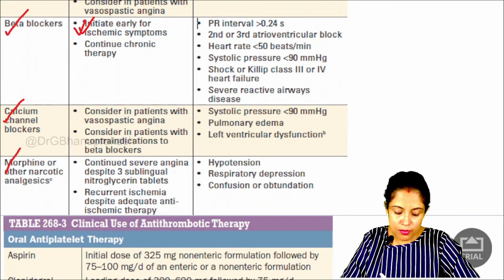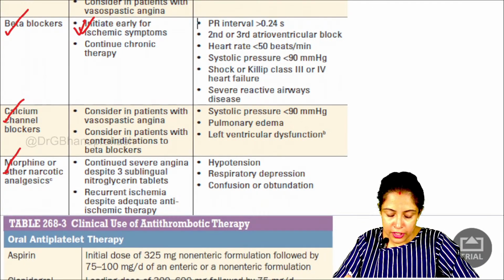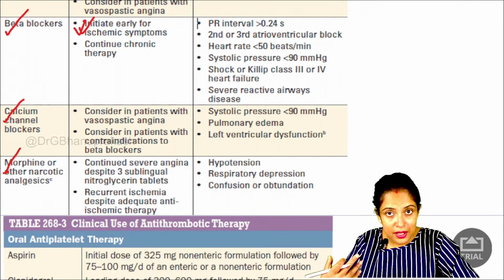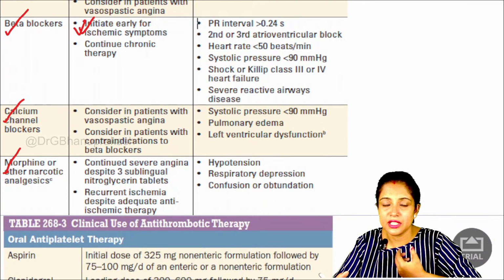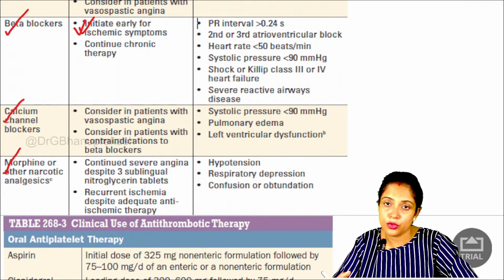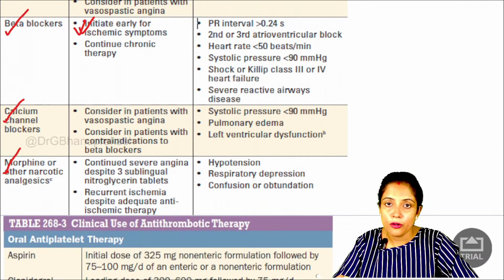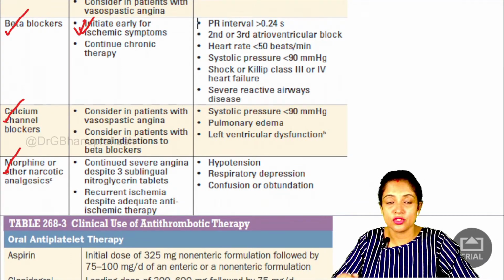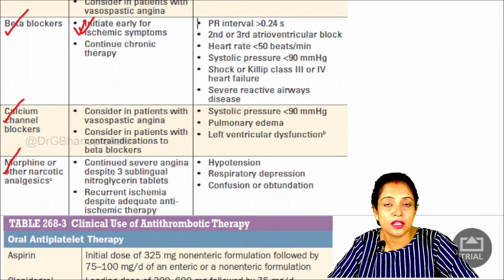I was talking about morphine. Morphine should be given basically as an analgesic, because the patient has severe chest pain. Opioids like morphine can be given if the patient is not responding to sublingual nitroglycerin. After doses of sublingual nitroglycerin, if the patient's chest pain is not coming down, then we can give morphine.